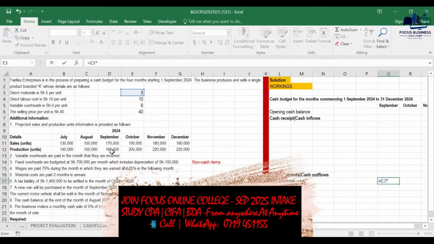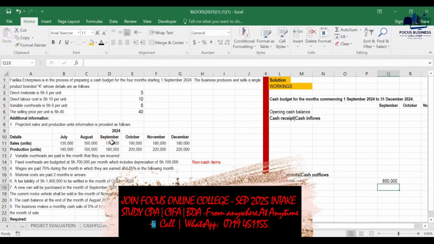When computing the variable cost, we base it on which units? Units to be produced, or units to be sold? We base this on which unit? Yes, this one should basically be based on the units to be produced. Yes, we are going to base this on the units to be produced. The units to be produced in September are these ones.